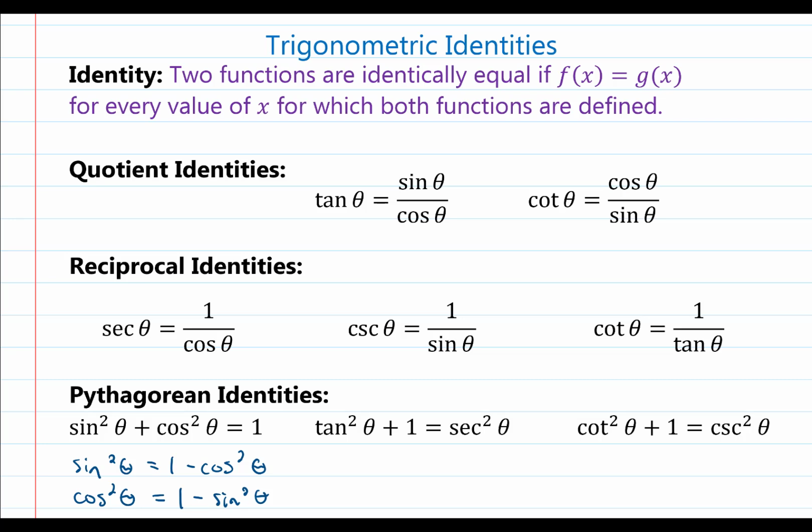Because the right side of these new variations matches the difference of squares formula, we can also rewrite this as 1 plus cosine of theta times 1 minus cosine of theta, and the second one we can rewrite as 1 plus sine of theta times 1 minus sine of theta. That first Pythagorean identity is the one that you will likely use most often, and so I just wanted to show all the different variations you might see with that one Pythagorean identity.